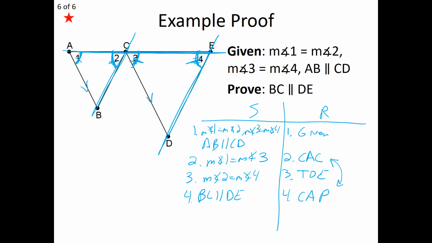Take a look. We actually use two reasons. We use a consequence to prove something about an angle relationship, and then we use an angle relationship to prove that we have a set of parallel lines. Very neat proof. So we come to the end of this lesson.